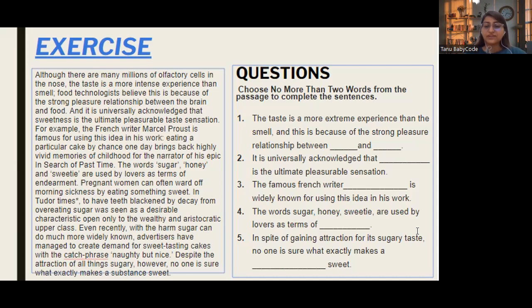Fifth one, in spite of gaining attraction for its sugary taste, no one is sure what exactly makes a dash sweet. In the end of the paragraph, last two lines: despite the attraction of all the things sugary, however, no one is sure what exactly makes a substance sweet. So what exactly makes a substance sweet. I hope you're able to get all your answers correct.